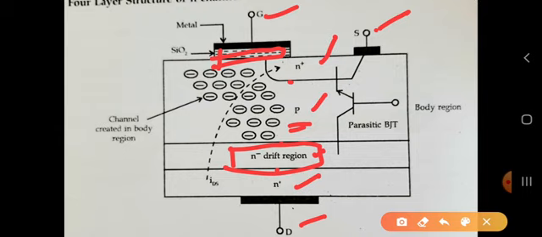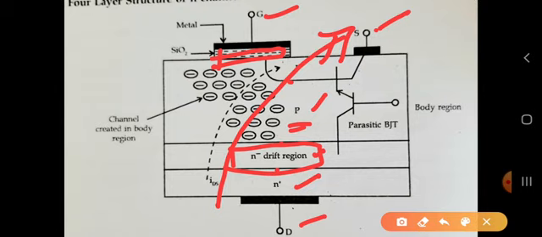Now consider, when a small amount of voltage is applied from drain to source, you start controlling the current flow from the drain to source with the help of the gate and source. Now what happens? The current has to move from drain to source in this direction. How does the current start flowing? There is an N plus layer at the bottom, and again at the top there is an N plus layer, and in between these two layers there are the N minus drift region and the P region.